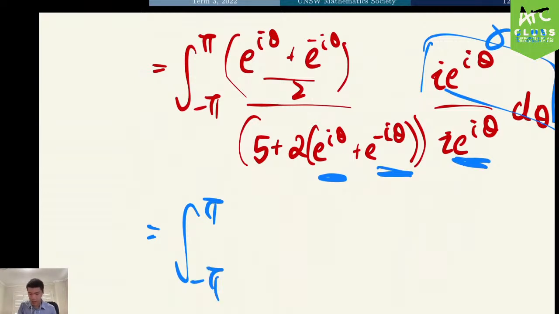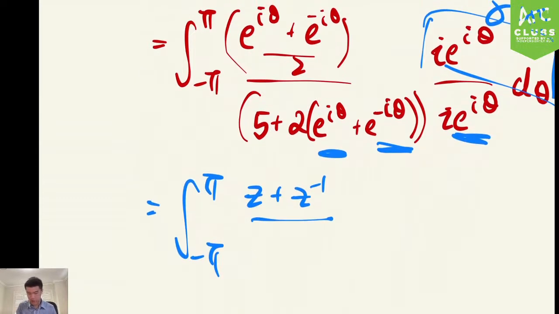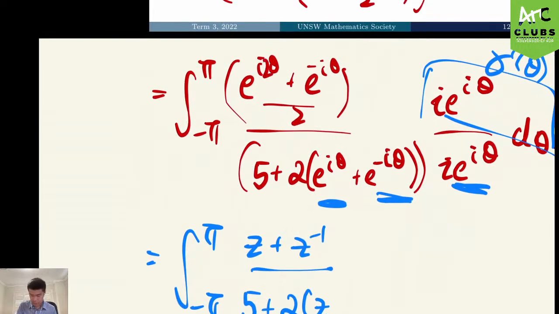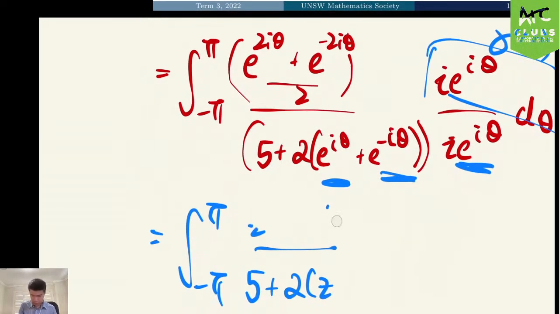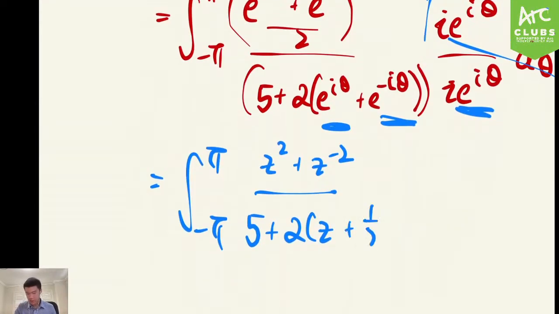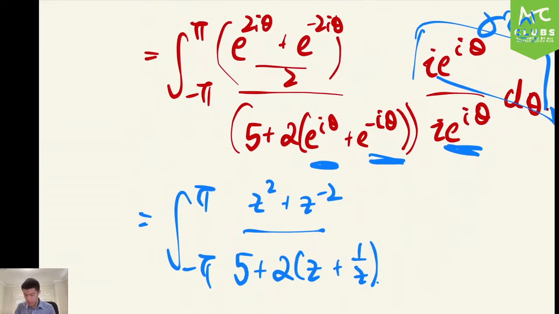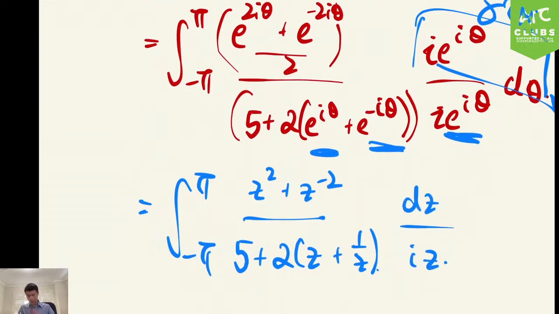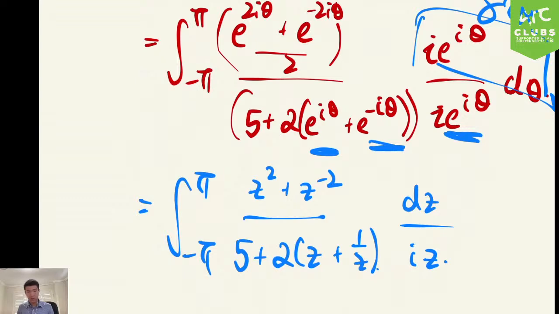So we've got z plus z to the minus 1. All of that divided by 5 plus 2 times, oh sorry, it'll be z squared because it's cos 2θ. Yep, this becomes z plus 1 on z. And then also you've got dz, and you'll divide by iz. And so this ends up looking really complicated, but it's definitely possible to evaluate.